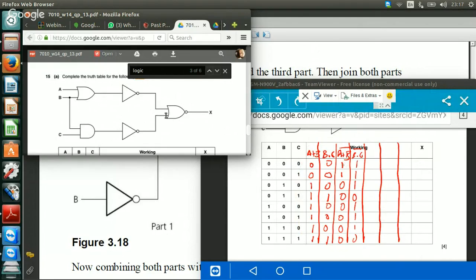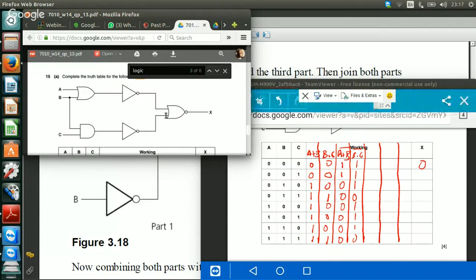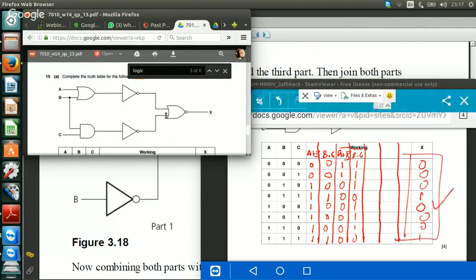So 1 and 1 is 1 in the OR gate, but in the NOR gate it is 0. 1 and 1 is 1, but 0. 0 and 1 is 1, but 0. 0, 0 is 0, but it will become 1. This will become 0 again. This will become 0 again. This will become 0 again. This is the answer. Okay? So this is how you're going to get your answer. This is how you are going to try the circuit.